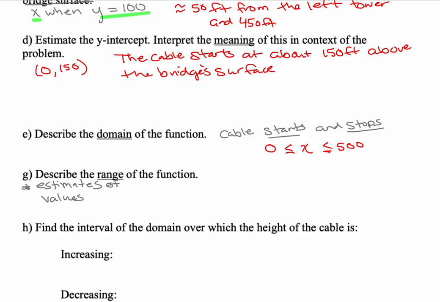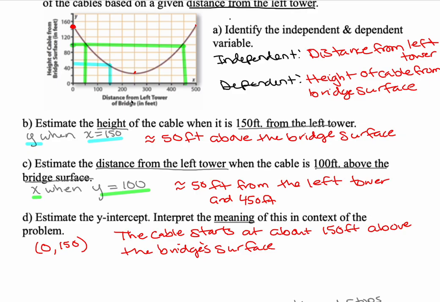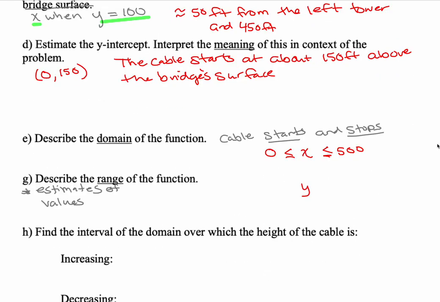But we do know that the range is the y, and it does start and stop somewhere. So the lowest value, remember we always want to do the lowest value first of the y. So we have this minimum down here, approximately 25, because it's a little bit above 20. So I would say approximately 25 is the lowest point on the graph.